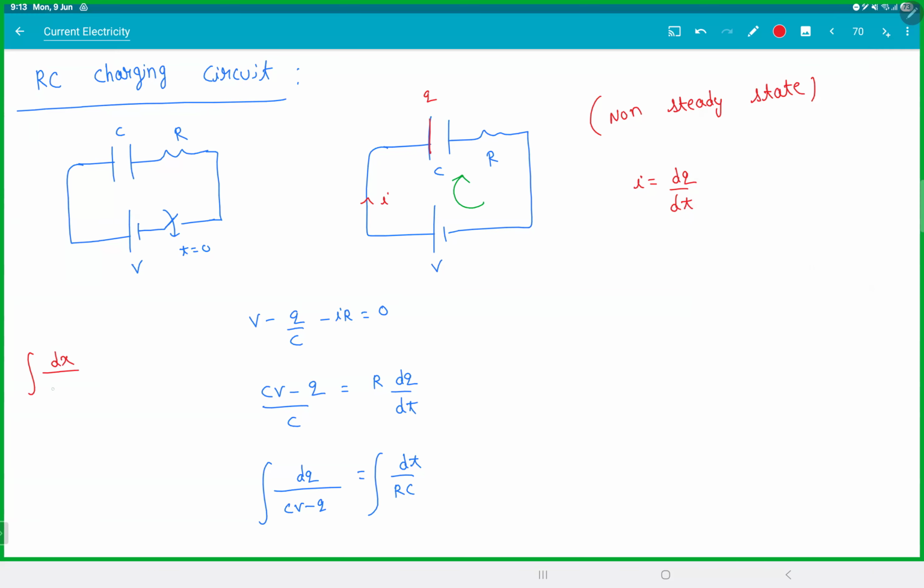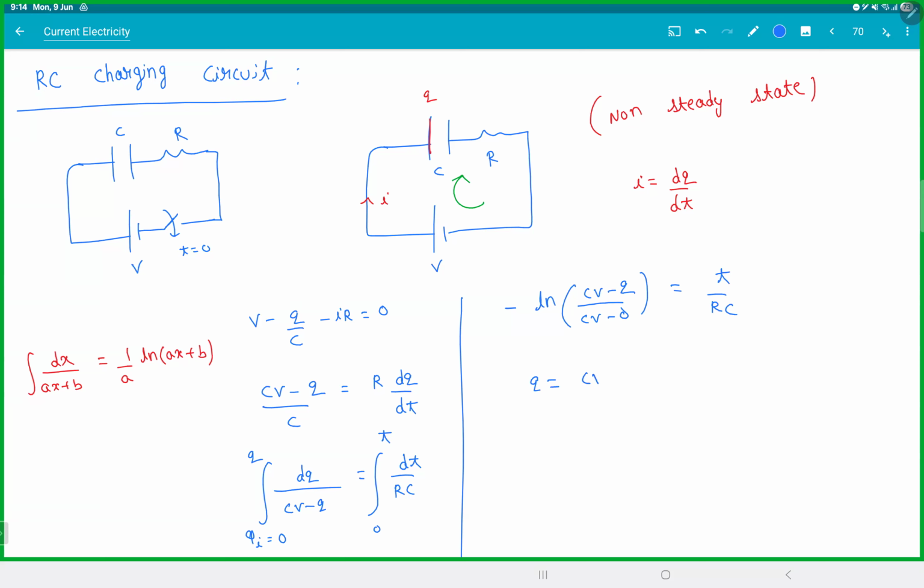Integral of dx by (ax plus b) is 1 by a ln (ax plus b). If you have done integration, this is quite an easy one. If you have not done it, do remember this. Limits will be 0 to t. Now be careful. Technically, it should be q initial, but here it is given 0. So if the capacitor initially has charge, the limits will change. Everything else will remain the same. This gives minus ln of (CV minus Q) by CV is equal to t by RC.